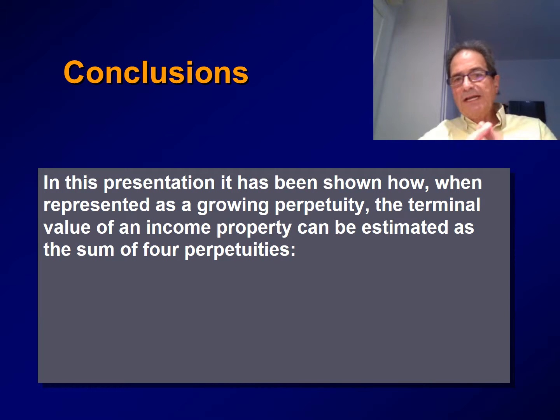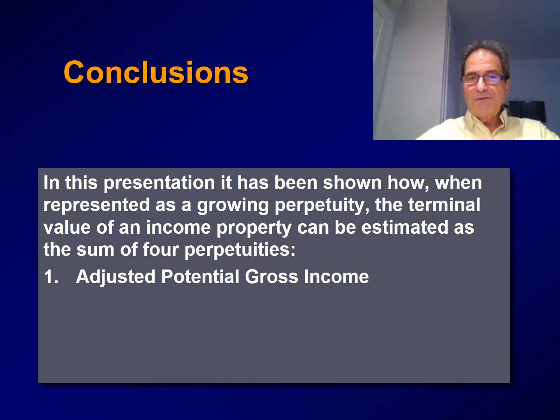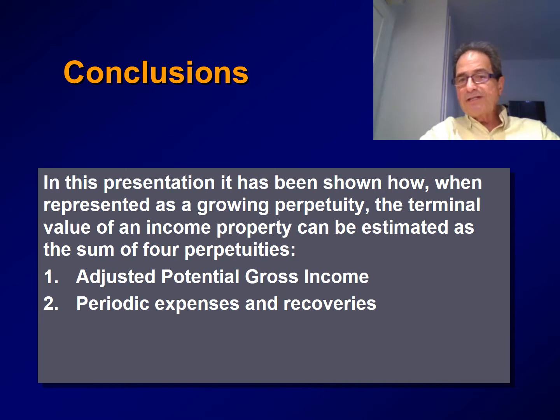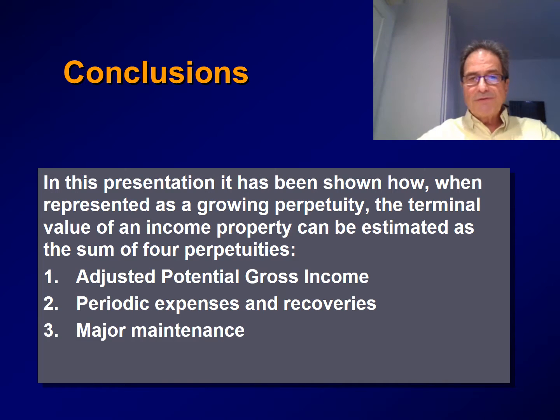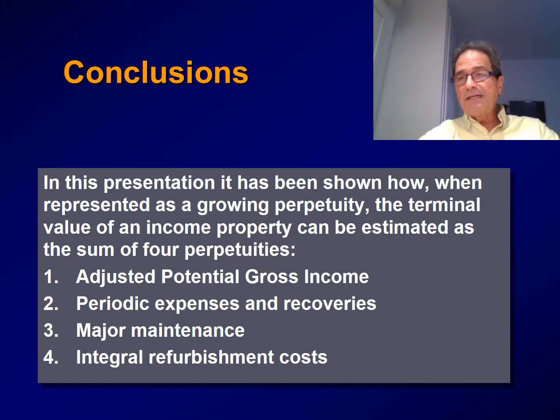Conclusions. Well, in this presentation, it has been shown how, when represented as a growing perpetuity, the terminal value of an income property can be estimated as the sum of 4 perpetuities: the adjusted potential gross income, as we defined it before, periodic expenses and recoveries, major maintenance, and integral refurbishment costs. Well, and that is all I wanted to share with you today. Thank you.